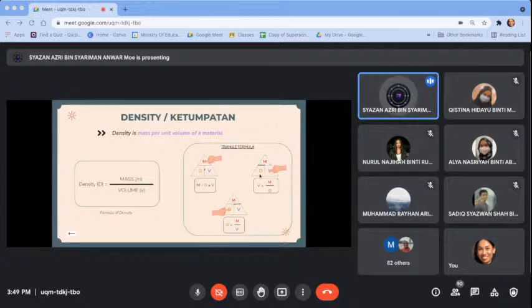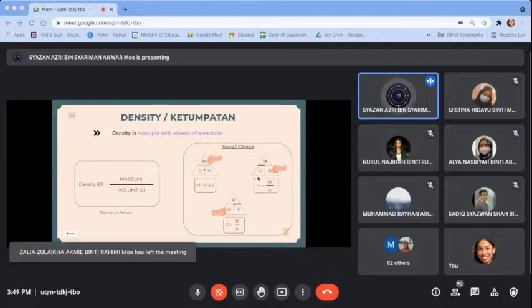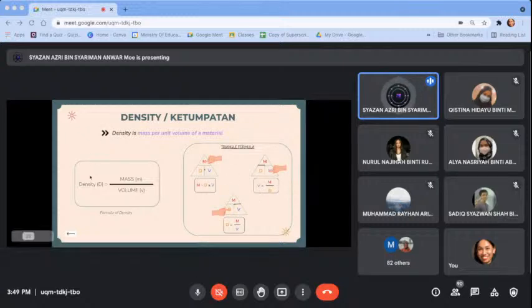So if one symbol is located on the top and one is located at the bottom, we need to divide them. So in conclusion, in order to search for volume, it is mass over density. This is the way we can find the volume in order to complete this formula.